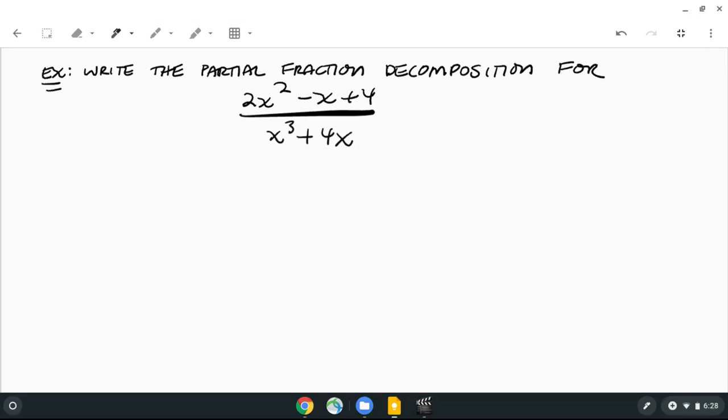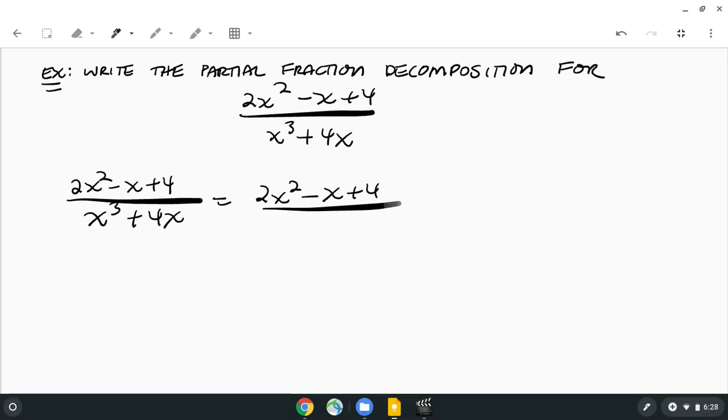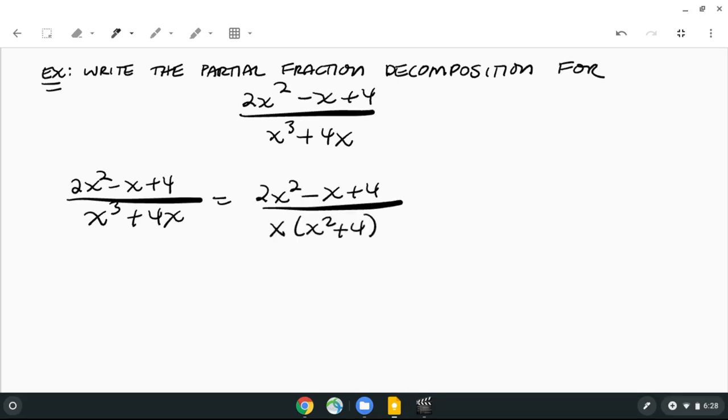All right, so we need to factor out that denominator so that we can figure out our setup of our fractions. Okay, so right now the numerator is not doing much. I'm going to factor out an x, and I have x squared plus 4 left in parentheses, and x squared plus 4 does not factor.